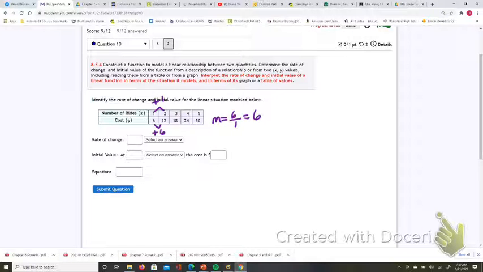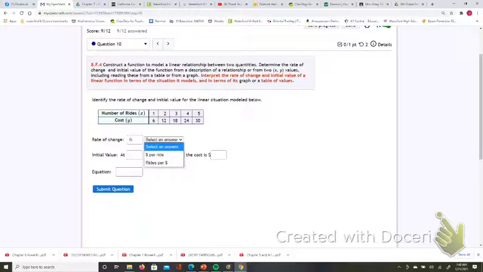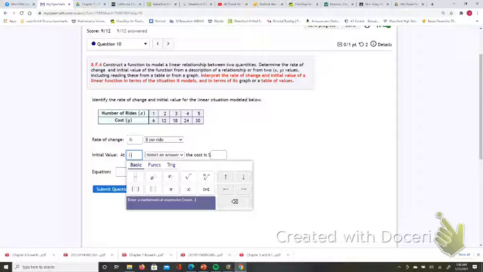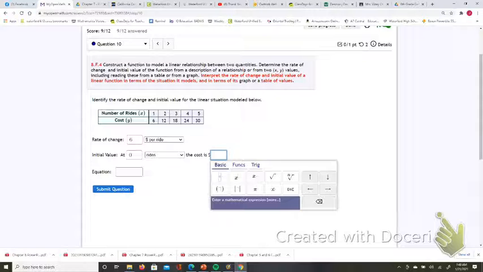Okay? So now we're going to type in rate of change is 6. Now 6 what? $6 per ride. The y value is the dollars. Y goes on top. Dollars per ride. Now we need the initial value at 0 rides, because x is the rides. The cost is what? Well, if we don't ride any rides, isn't the cost going to be 0? At 0 rides, the cost is $0.